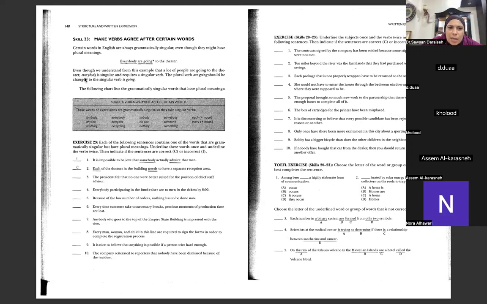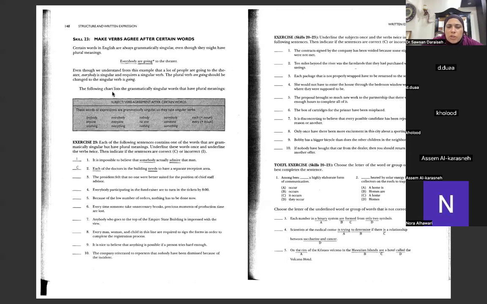Everybody, this word everybody and its relatives. All of these words are what? Words that we treat as singular. So everybody is singular and requires a singular verb. Okay? Hey, be careful. Remember this. The plural verb are going should be changed to the singular verb is going, because the word is singular. We said that everybody is a singular noun.